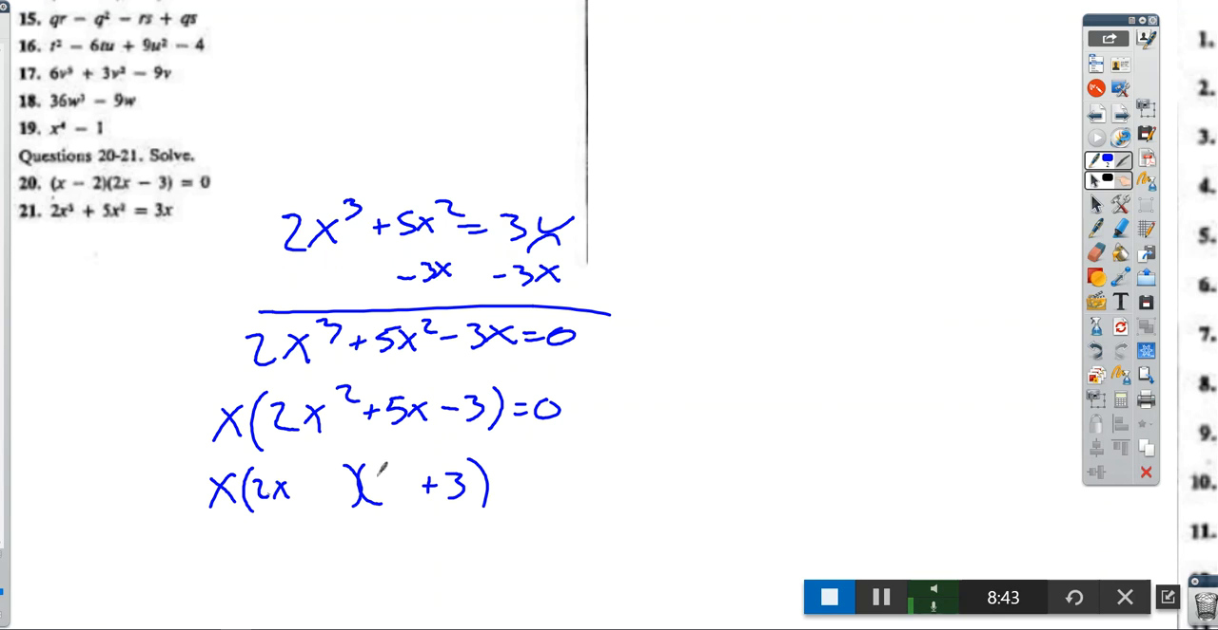Well, 2x times just 1x is going to get me 2x squared, and 3 times negative 1 is going to give me negative 3. And when I multiply this out, I'll notice I get 6x, and that's negative 1x. So that'll give me my positive 5x, and this is still equal to 0. So I'm going to have 3 possible zeros here.